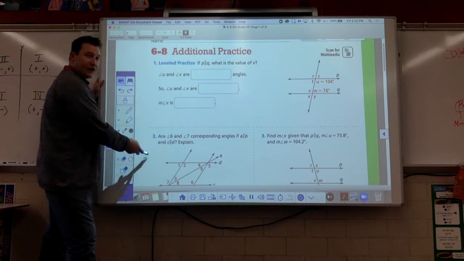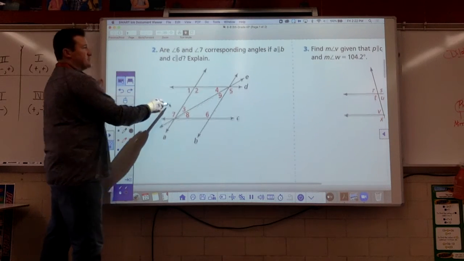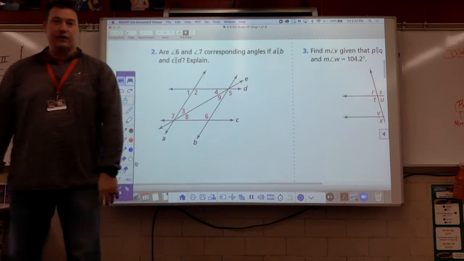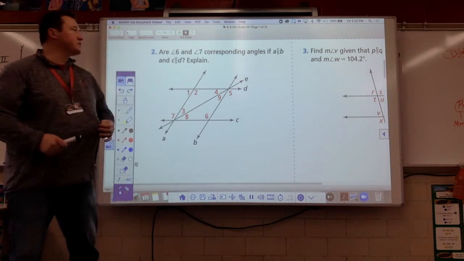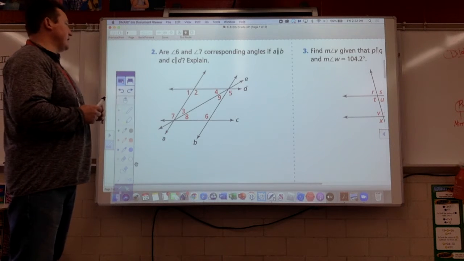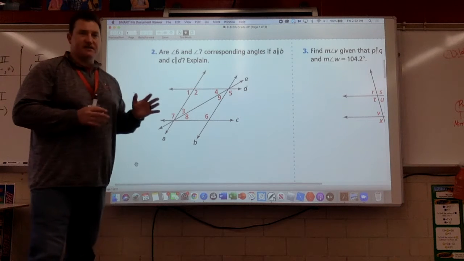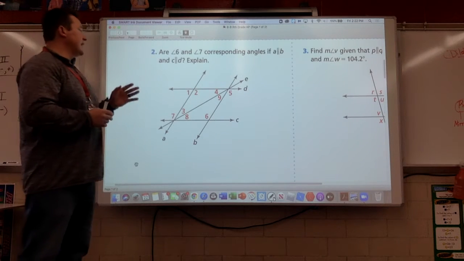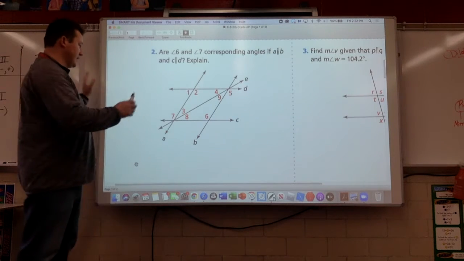And now things start to escalate, folks. Pictures are meant to confuse us, especially this one right here on number 2. Okay? Are angle 6 and angle 7 corresponding angles if A is parallel to B and C is parallel to D? So there's a lot of stuff going on here, okay? It just wants to know, are 6 and 7 corresponding, okay? That's it.